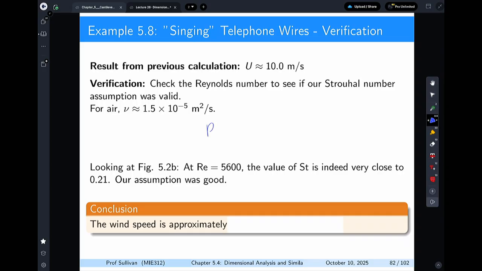So Reynolds number is UD over nu, which is 5,600, 10,008 over 1.5 times 10 to the minus 5. And at this point, again, it's on the aid sheet. I kind of made sure we put it there, but kinematic viscosity can be used for Reynolds number.